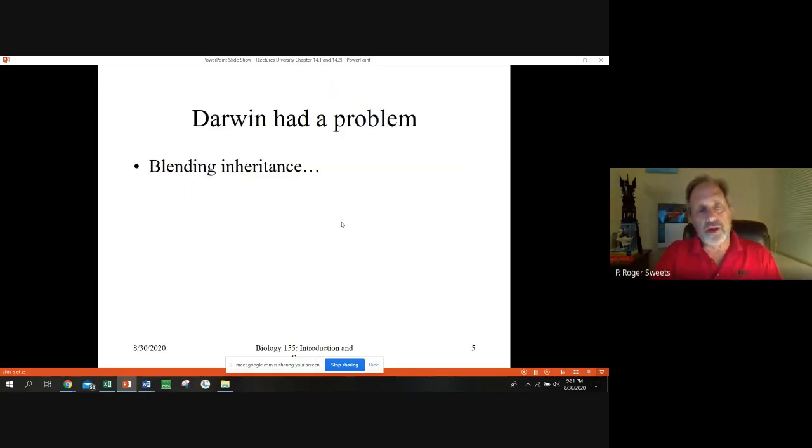Okay, so we'll go from there to this blending inheritance problem I just described. And we'll talk about Mendel. Now, Darwin wrote The Origin of Species at the same time that Mendel was performing his experiments. Darwin wrote Origin of Species, which I think was 1859, and just a few years after, about 1864, 1865, Mendel presented his papers on what we're about to describe.